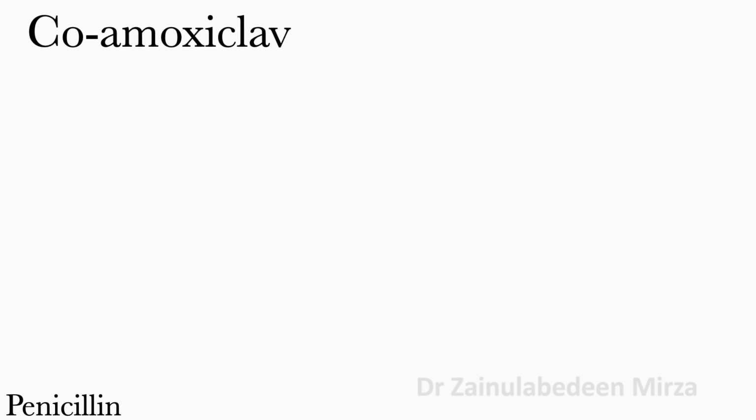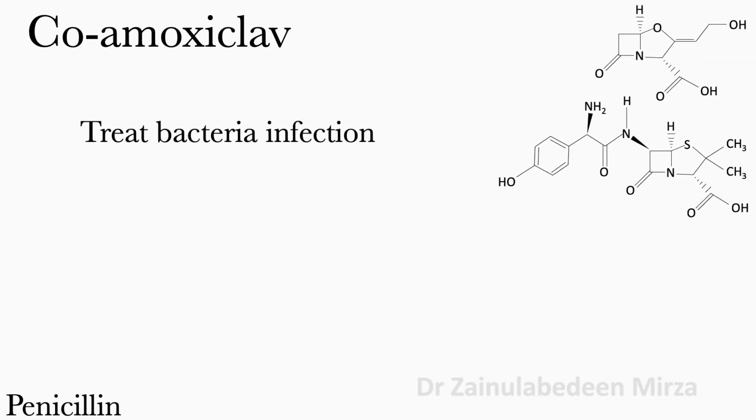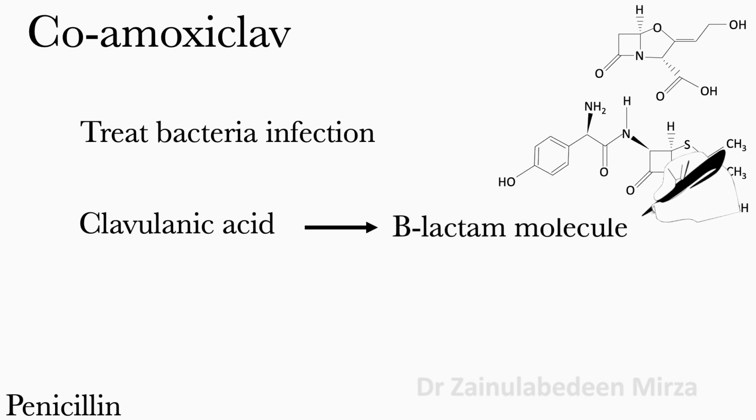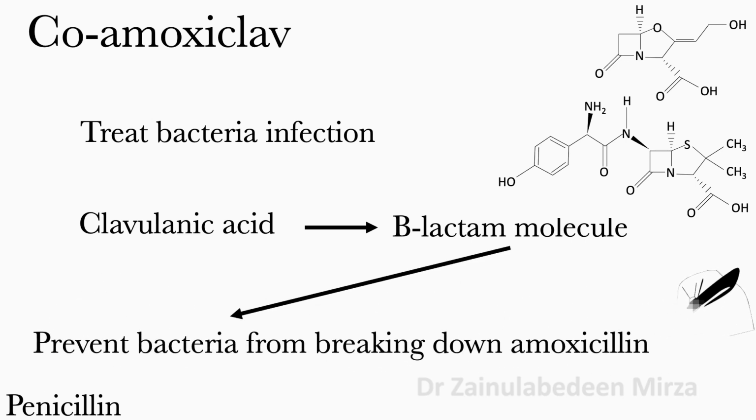Co-amoxiclav is an antibiotic used to treat bacterial infections. This antibiotic contains amoxicillin mixed with clavulanic acid. Clavulanic acid has a beta-lactam molecule that has antibacterial activities and binds to beta-lactamase. The clavulanic acid prevents bacteria from breaking down amoxicillin, making the antibiotic work better.